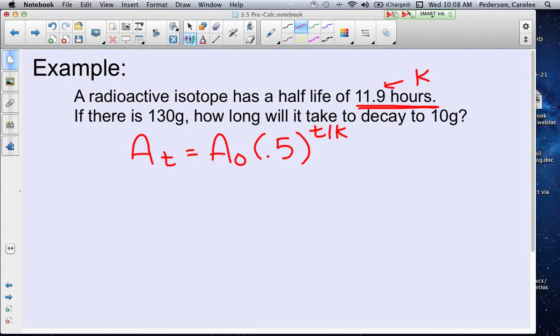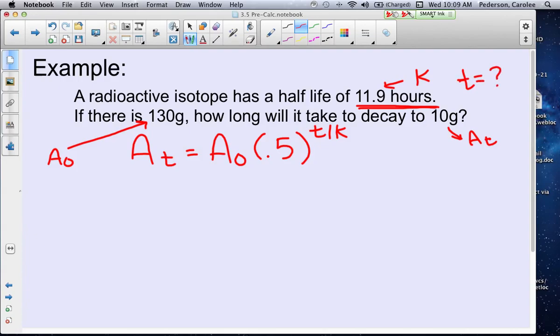And then it says, if there is 130 grams, how long will it take for it to decay to 10 grams? So where is the 130 grams going to go? It's going to be the initial amount, yep. And then over time, it's going to decrease in value, it's decaying. So 10 grams would be your A sub t. And what's your unknown? What are you solving for? The time. The time is your question mark.